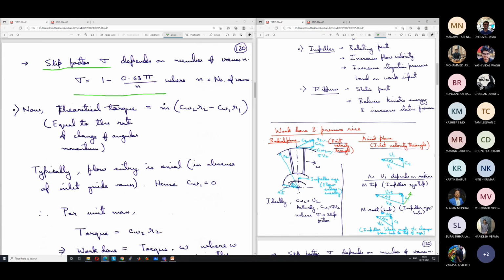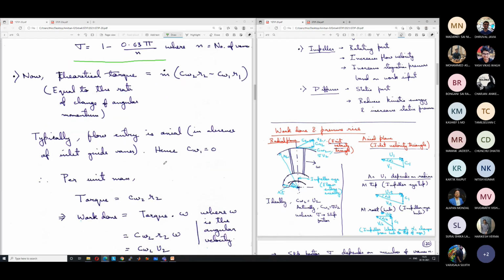There are advantages and disadvantages also for that, but we'll discuss that. But if this is the case, there will be Cw1, if the absolute velocity is not perpendicular to u. In this case, the absolute velocity C1 is perpendicular to u1, so there is no wheel component. Cw1 is 0. If it is not 0, there is no problem. We can just include it in the calculation. I will solve a problem today to show you that. So per unit mass, the torque is Cw2 R2 for this case where Cw1 is 0.